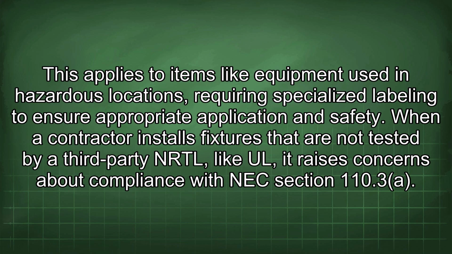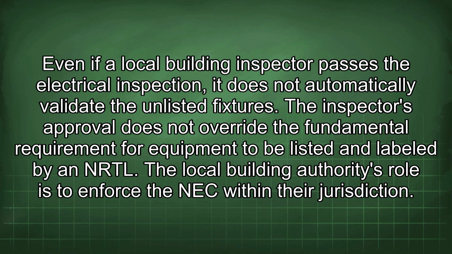When a contractor installs fixtures that are not tested by a third-party NRTL, like UL, it raises concerns about compliance with NEC Section 110.3. Even if a local building inspector passes the electrical inspection, it does not automatically validate the unlisted fixtures. The inspector's approval does not override the fundamental requirement for equipment to be listed and labeled by an NRTL. The local building authority's role is to enforce the NEC within their jurisdiction.